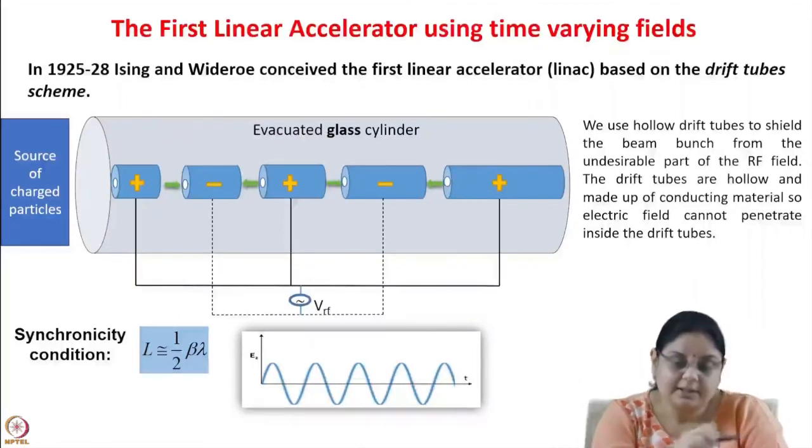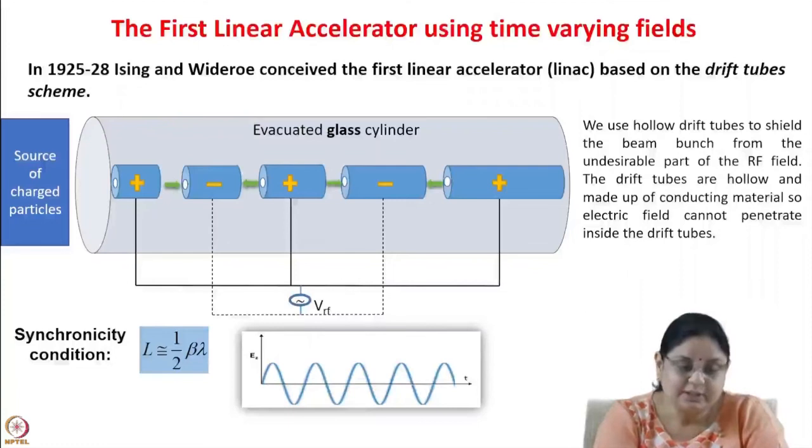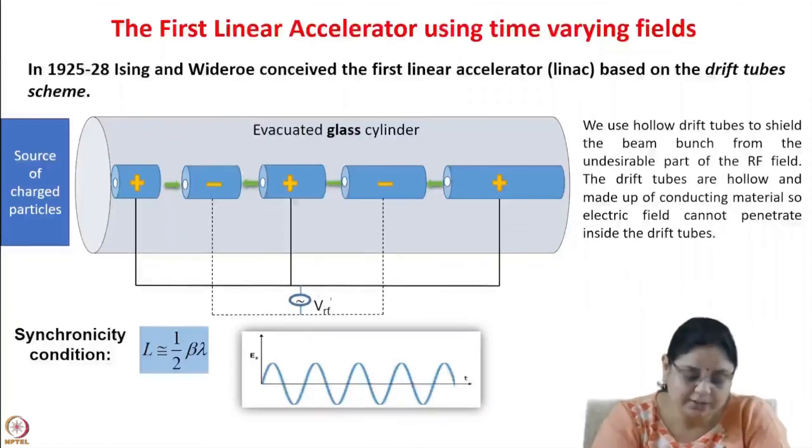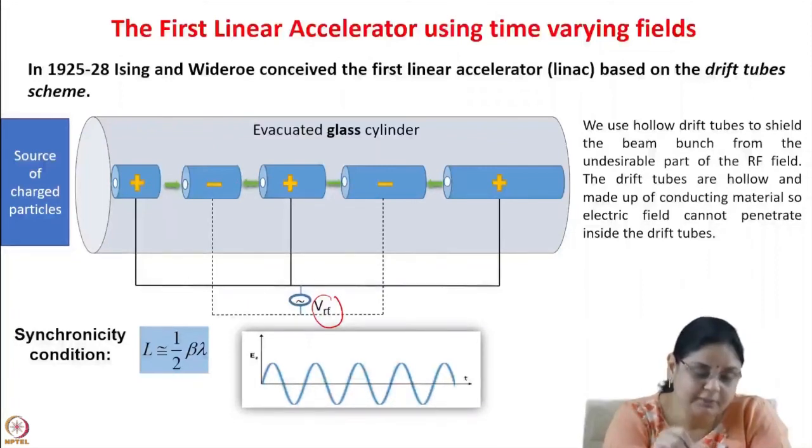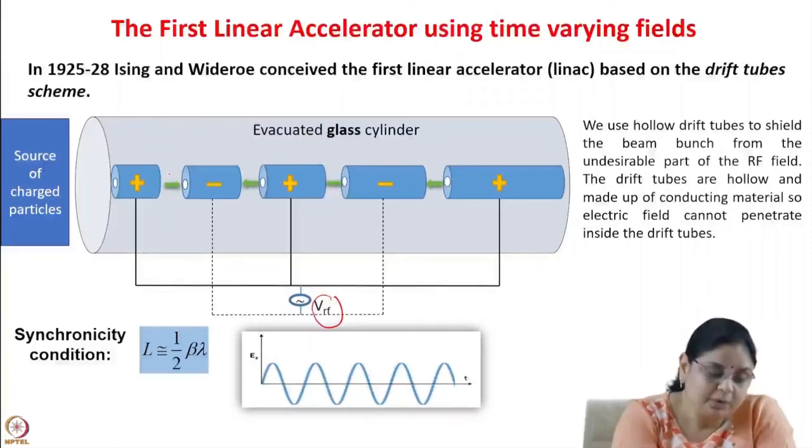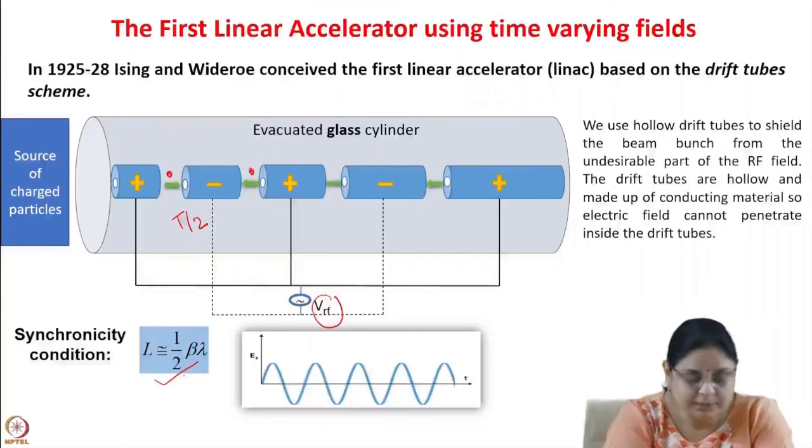Okay, so the first linear accelerator using time varying fields was conceived by Ising and Wideroe. They took an evacuated glass cylinder and put these drift tubes inside, and there was a voltage generator connected to these drift tubes. As the field changes sign after every time T by 2, the beam got accelerated. The beam bunch, in traveling from here to here, took time T by 2, and so the synchronicity condition was L equals beta lambda by 2.